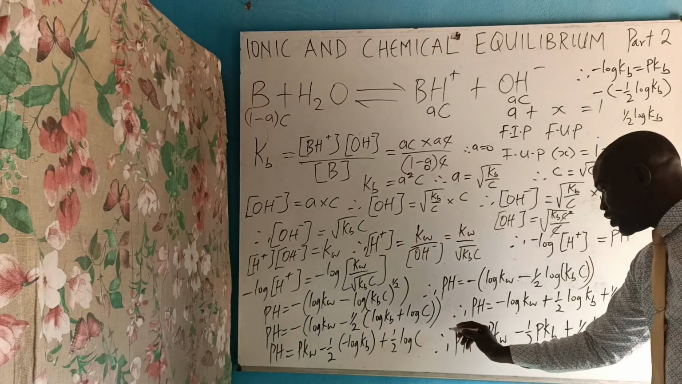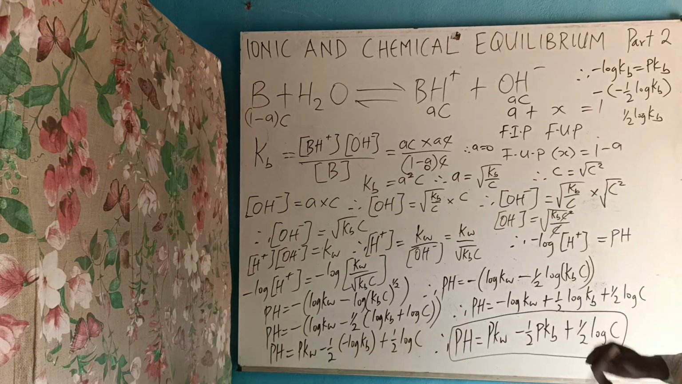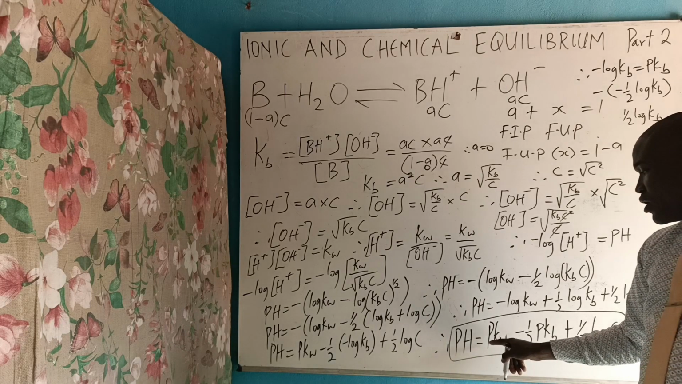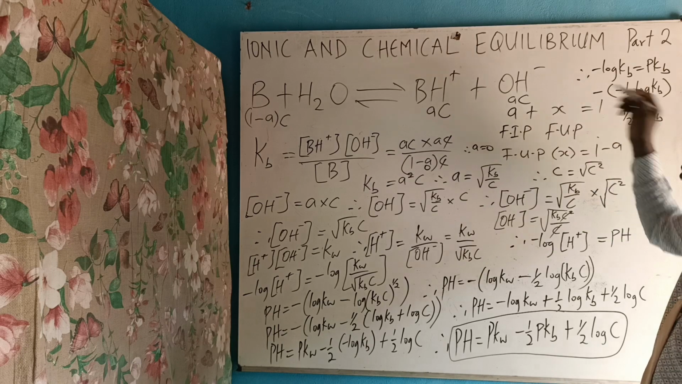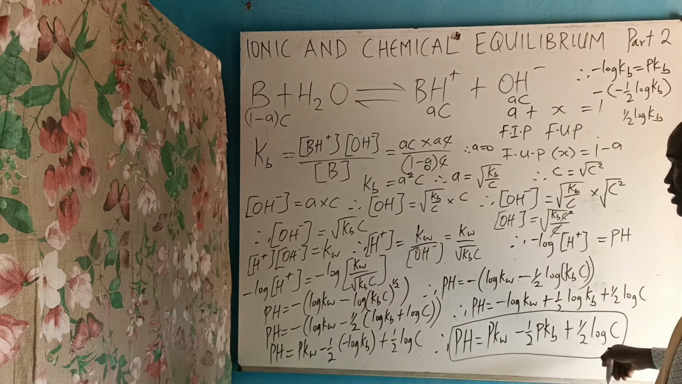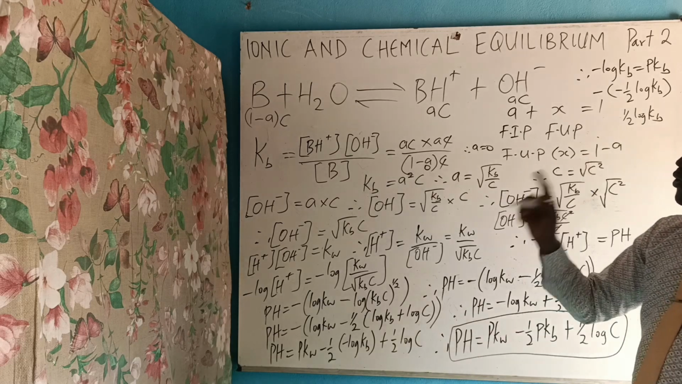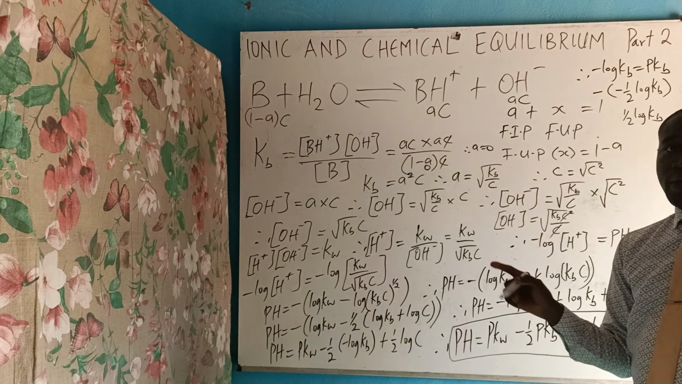So this is the formula you will use to get the pH of a weak base. Remember, when you hear pKw, it means minus log Kw. When you hear pKb, it means minus log Kb. So this is the formula you will use to get the pH of a weak base. You will see questions on this weak base on our channel.